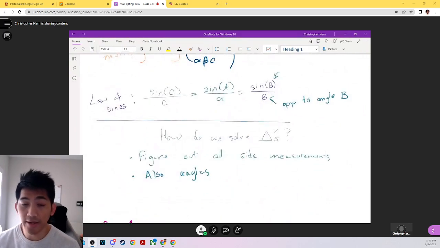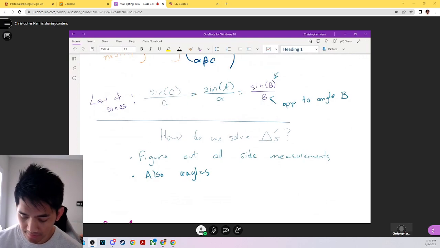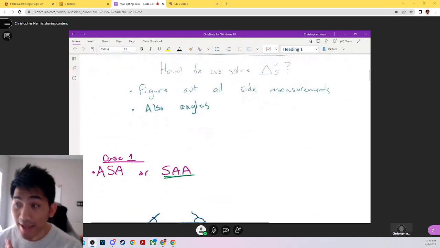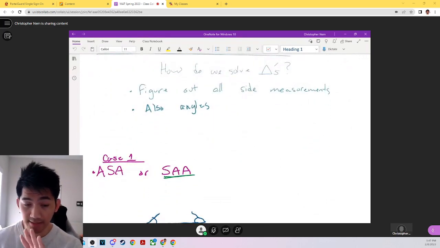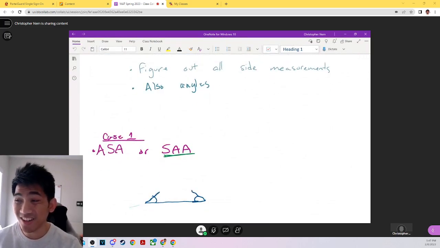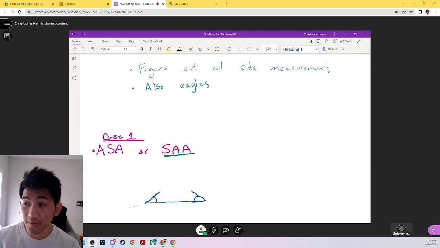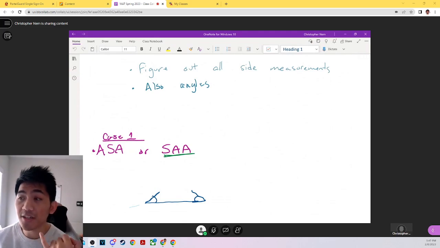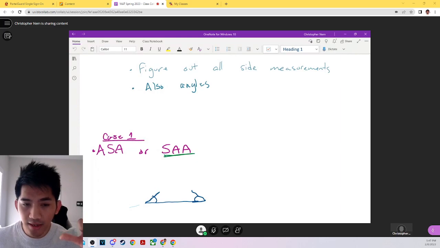So how do we solve triangles? You need to figure out all of its side measurements and also its angle measurements. Now, you have 4 cases in solving triangles. The first one is angle side angle or side angle angle. If I were to give you a triangle with a predetermined angle and a predetermined side in between the other predetermined angle, like so, these are predetermined or fixed, I am able to use law of sines to solve for this.